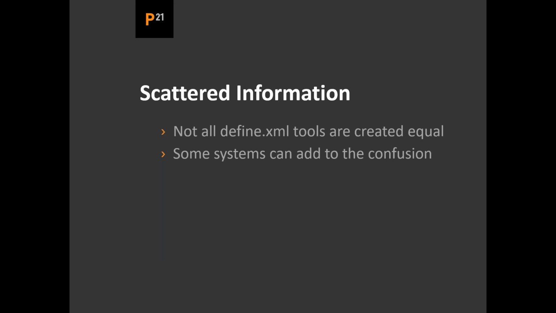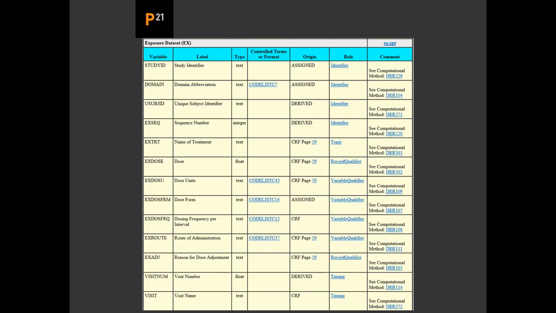So the next issue that comes up is what I like to call scattered information. So this example is using Define 1.0, which is basically obsolete now. But the main point is that it's really not the Define 1.0 standard that's causing the issues here. It's how the tool that was used to create this define file put things in a little bit weird.